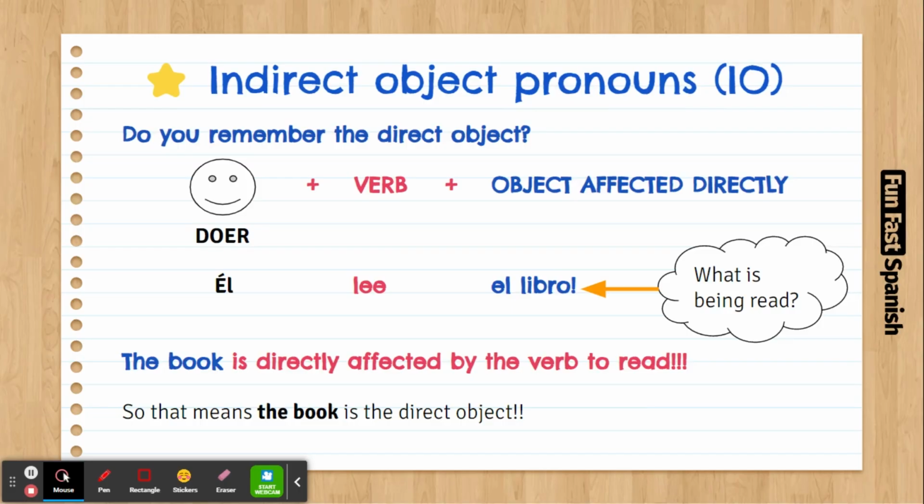Today's video is really important. It's going to be about indirect object pronouns. This might not say anything to you, but I'm going to explain what it's about.